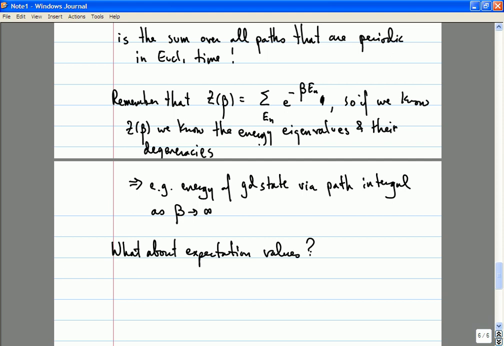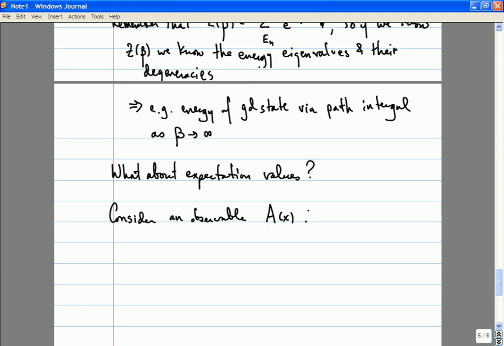So let's consider the case where we have some observable that is a function of x. So we want to compute the expectation value of the position squared, or something like that. Then let's imagine that we want to compute its expectation value at finite temperature. What is that? Well, that's the trace of rho times A.